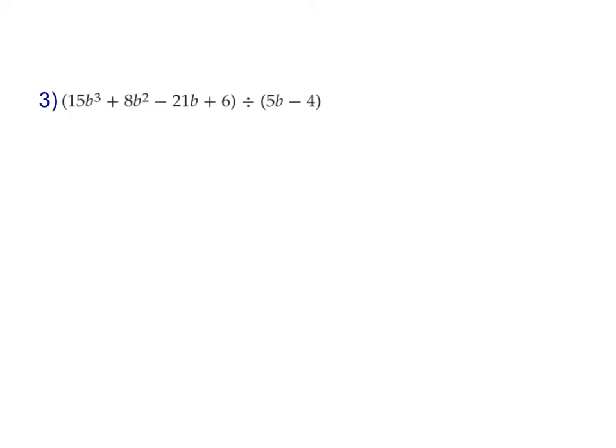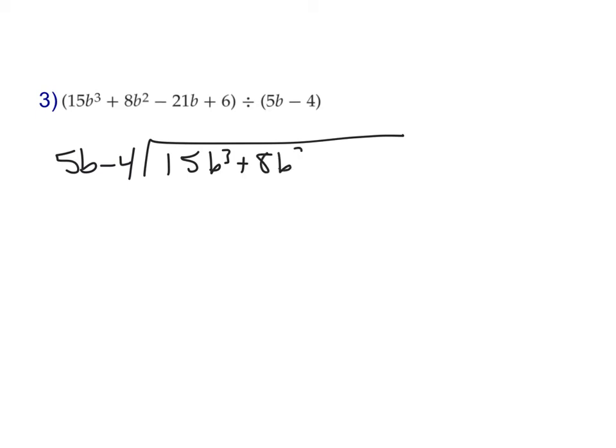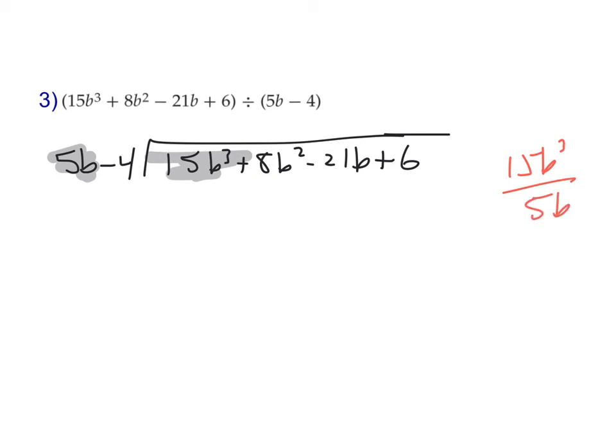So when I write it out, it doesn't skip anything, so I don't have to put any zeros in. In this case, my first move is to see how many times 5b goes into 15b to the third. If you weren't sure how to figure that out, you could just do the division, but it is 3b squared. Go ahead and finish that problem.